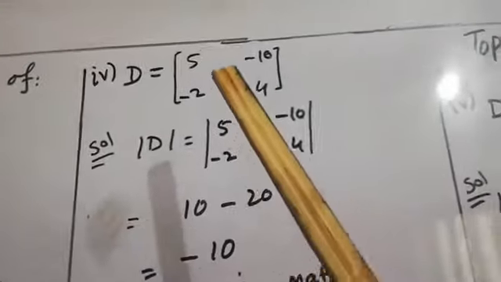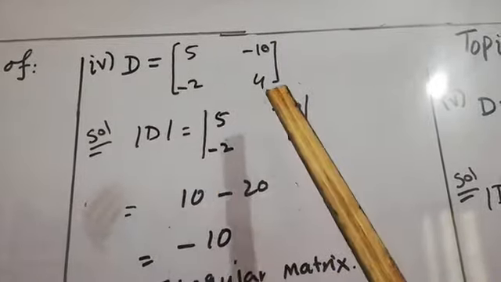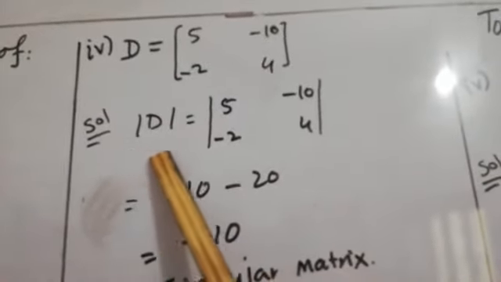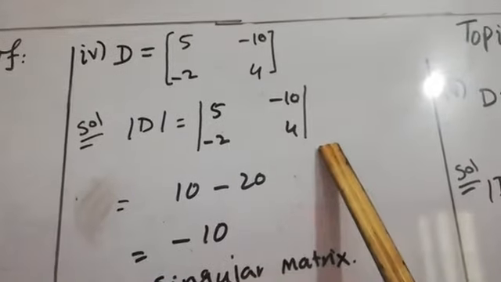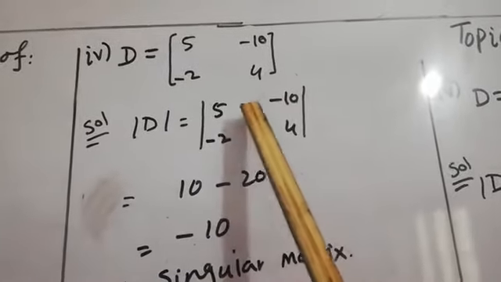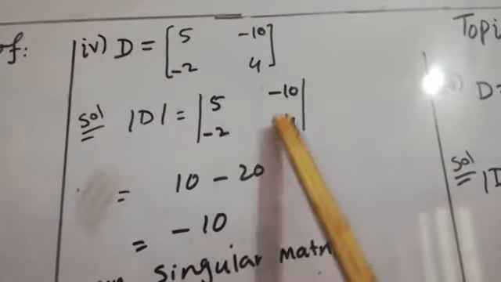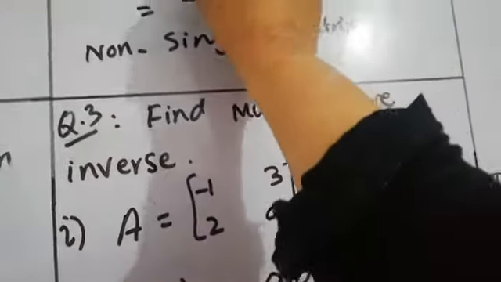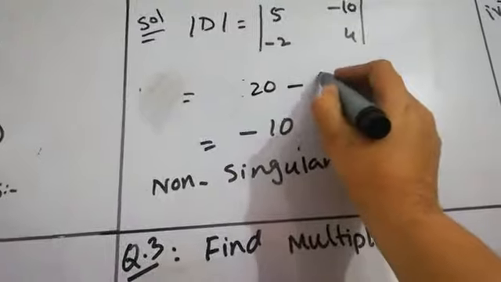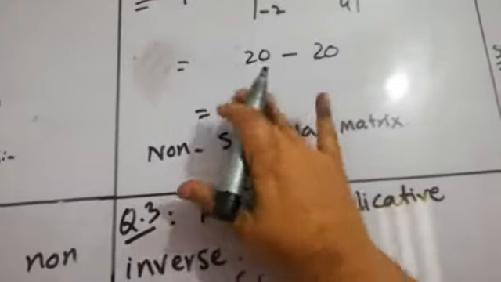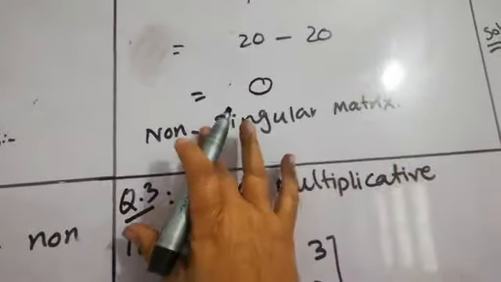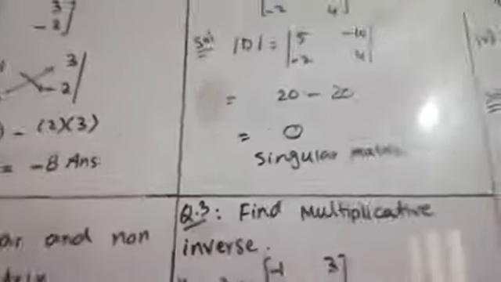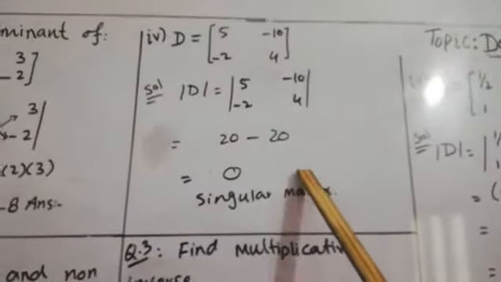Part 4, D equals 5, minus 10, minus 2, 4. First of all, we will write this matrix in the form of the determinant with two straight lines, and then find. 5 fours are 20. Sorry, there is a mistake in this question. First of all, we will write here, this will be 5 fours are 20 minus 20. It will become 20 minus 20 is equal to 0. This is a singular matrix because its determinant is 0. A matrix having determinant 0 is known as a singular matrix.